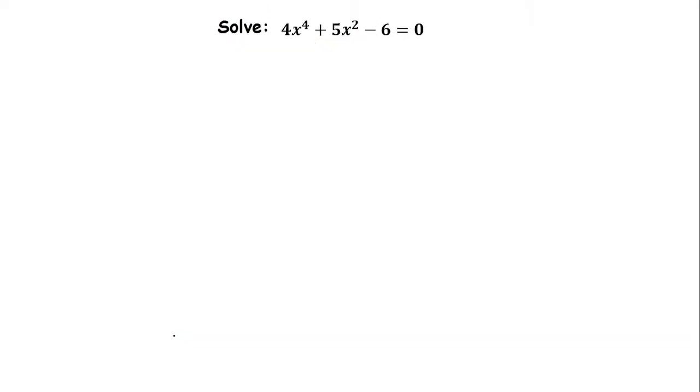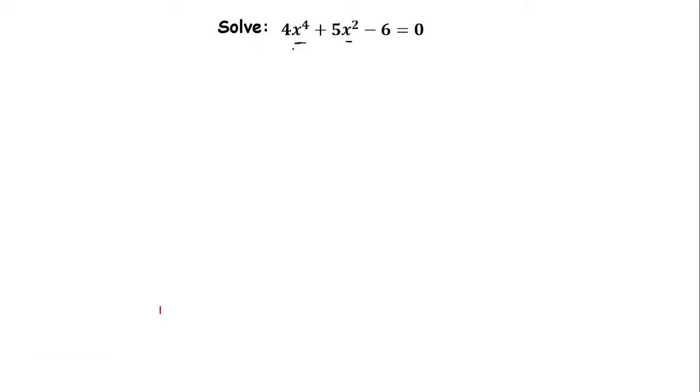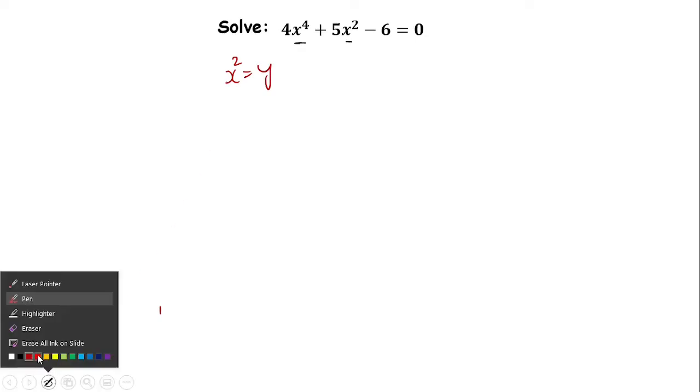Let's take one more question. We have 4x⁴ + 5x² - 6 = 0. I cannot factorize this directly. So in this case, I have to think. Let me change the color first. You think, my dear, should I assume x² = y? Yes. Let's see what happens if I assume this.